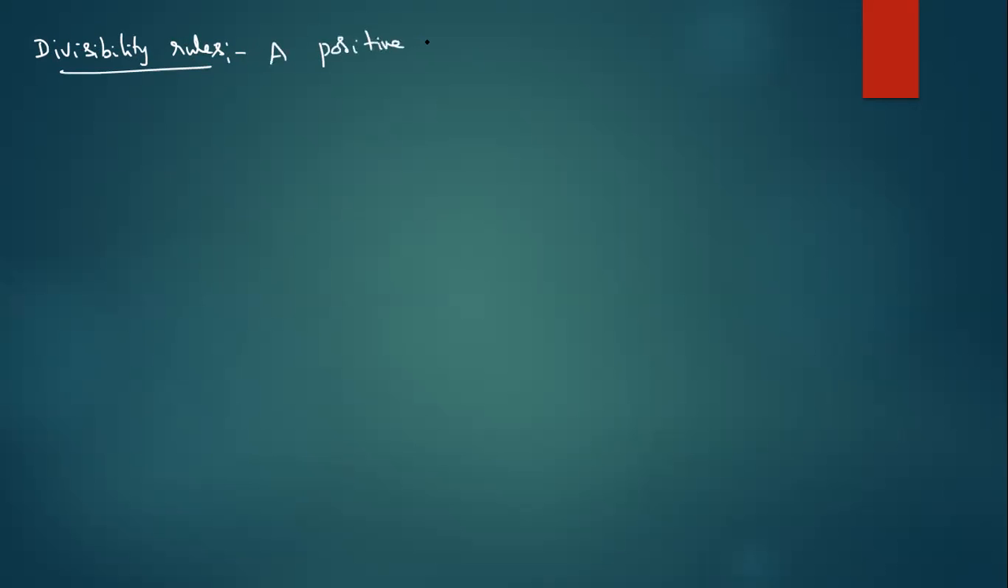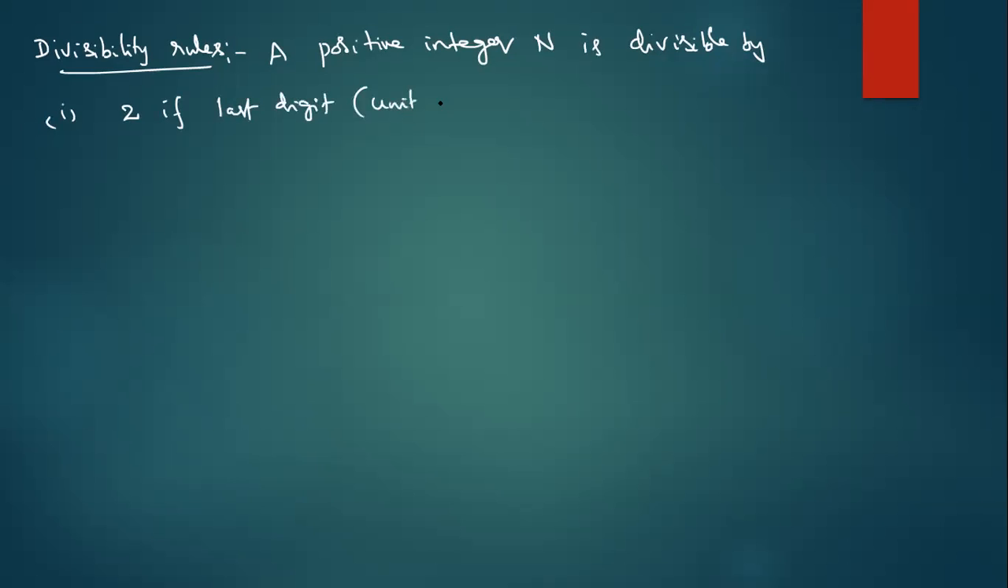A positive integer n is divisible by, once again we can revise, no problem. 1. Divisible by 2 means what is the condition? Anyone? Last digit means the unit digit. It should be an even number, not a multiple of 2, an even number only. So 240, 246, 730, 12, the unit digit must be an even number.